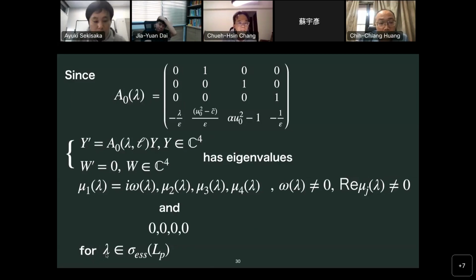Okay, sorry. So if lambda is in the essential spectrum, then A0 lambda is not hyperbolic. Not hyperbolic means that at least one eigenvalue has real part equal to 0. So therefore, we have the following properties.